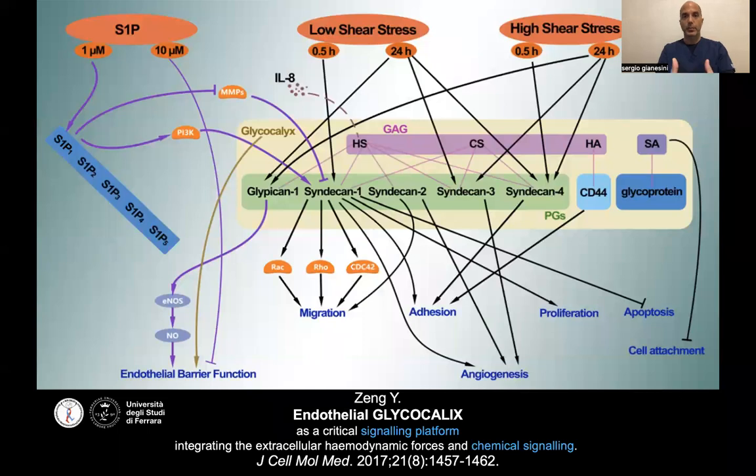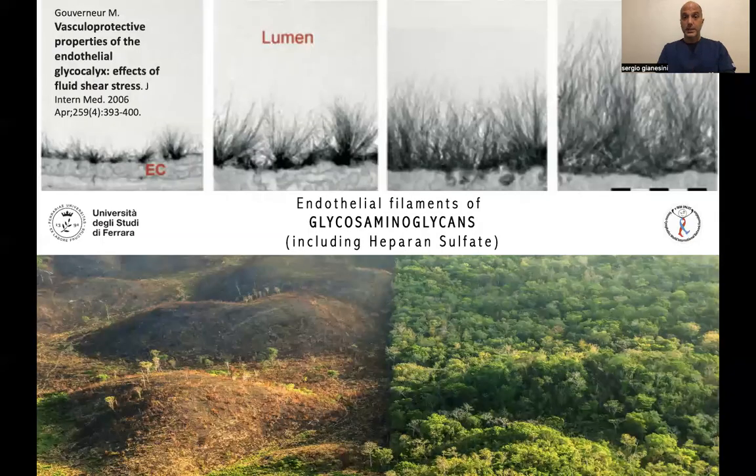It's a very complex structure of glycosaminoglycans and proteoglycans that has been perfectly described by Zhang as a critical signaling platform that is involved, as you can see, in migration, adhesion, proliferation, apoptosis, and many other biological characteristics. To make it simple, it's like a forest that is covering the endothelium lining, protecting it, as per this nice paper by Gouverneur that is talking indeed about the vascular protective properties of the glycocalyx.